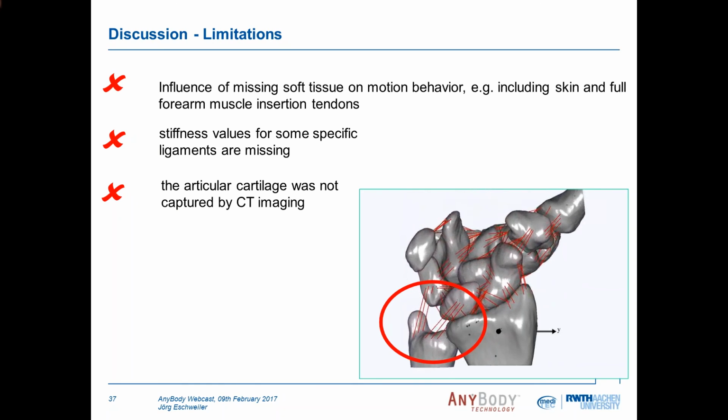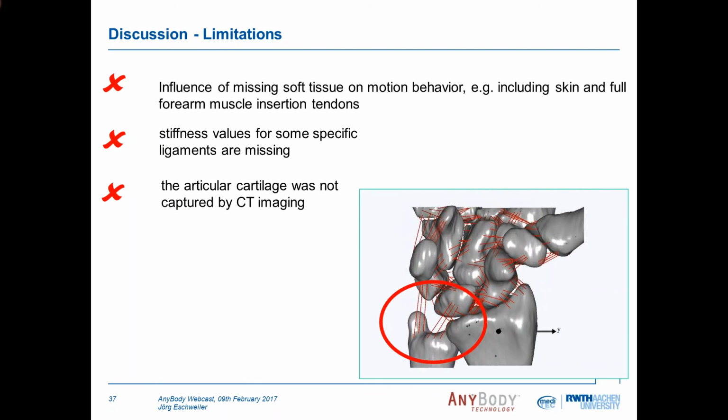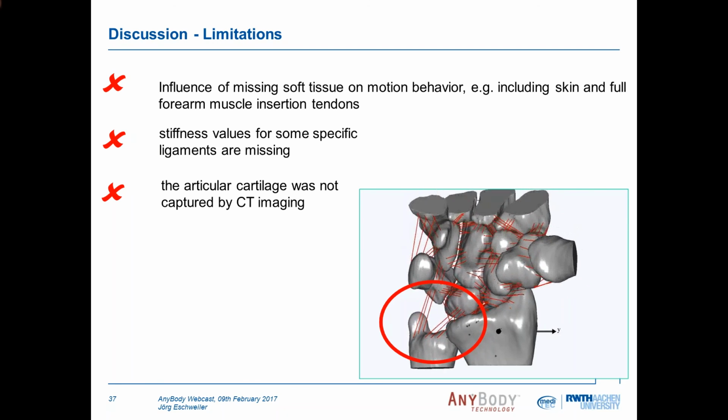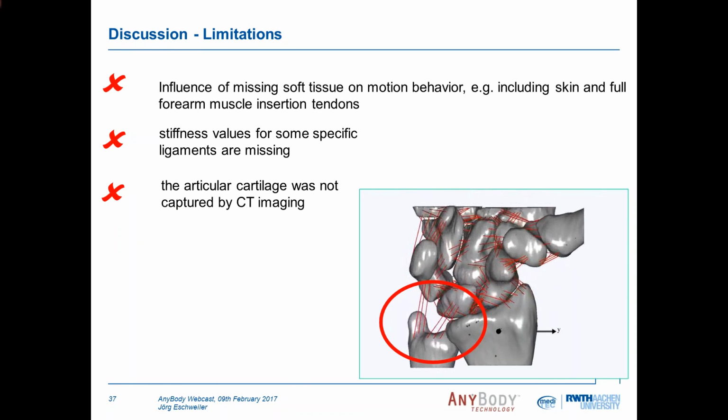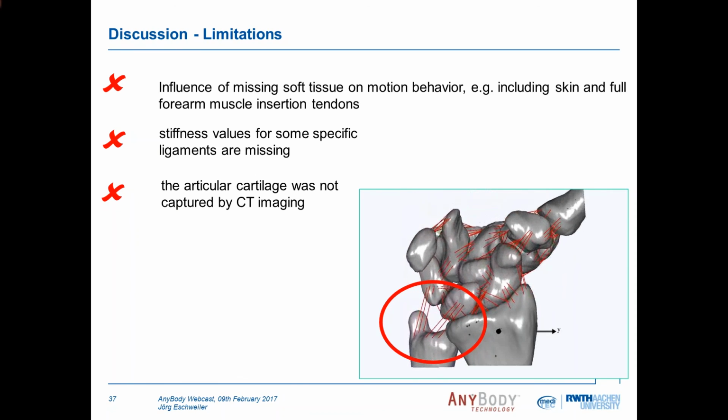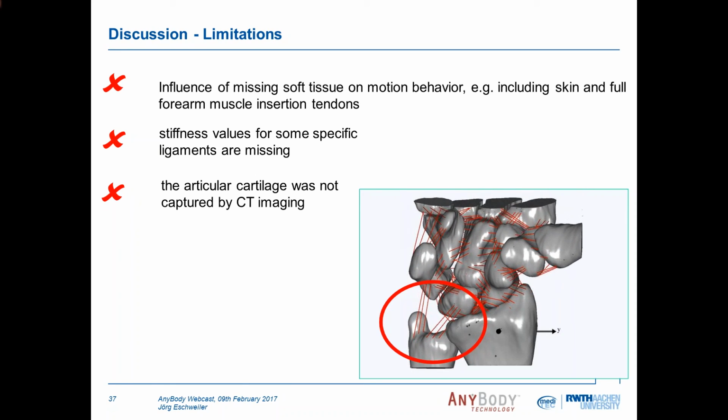Here in the video, you can see the influence of the missing triangular fibrocartilage complex, which leads to a big gap between the ulna and the triquetrum. And this is a problem, and it could influence the simulation.